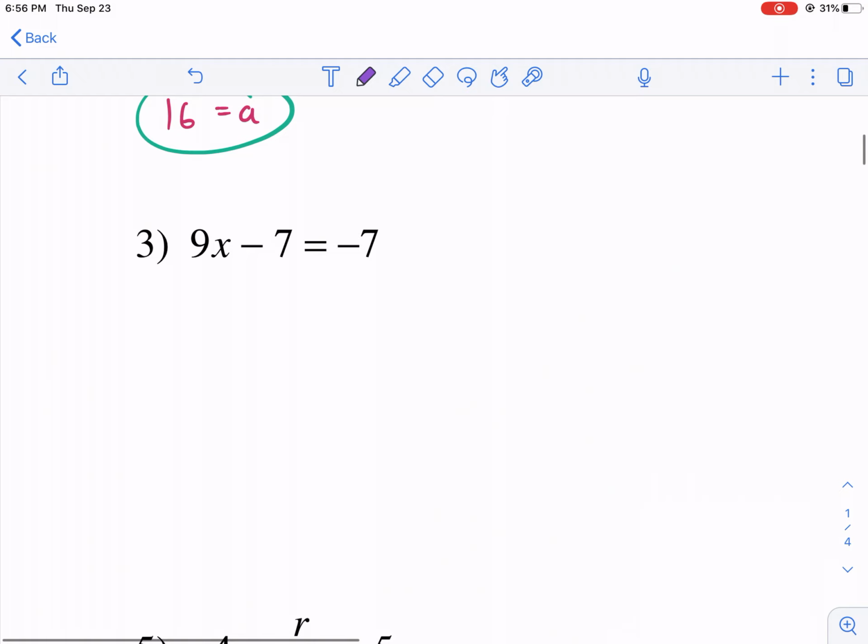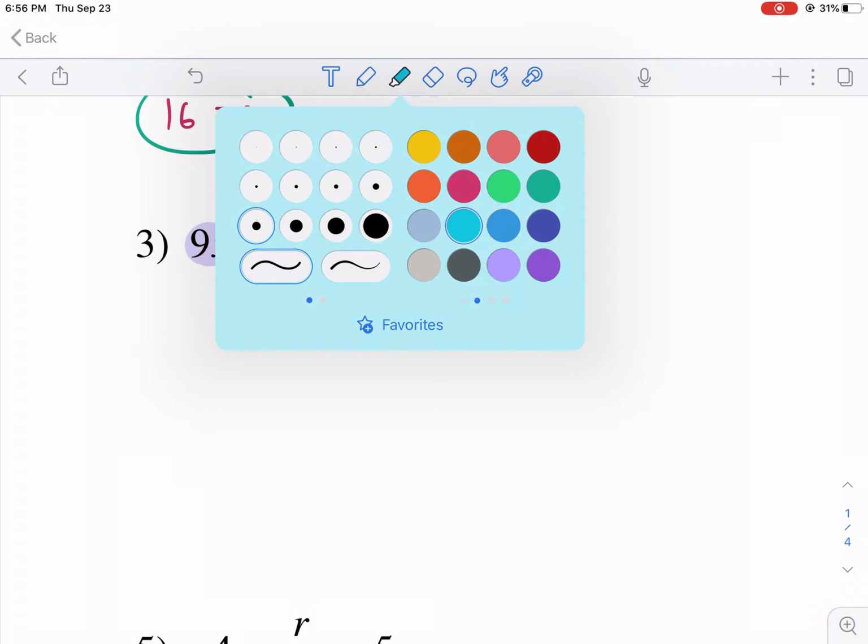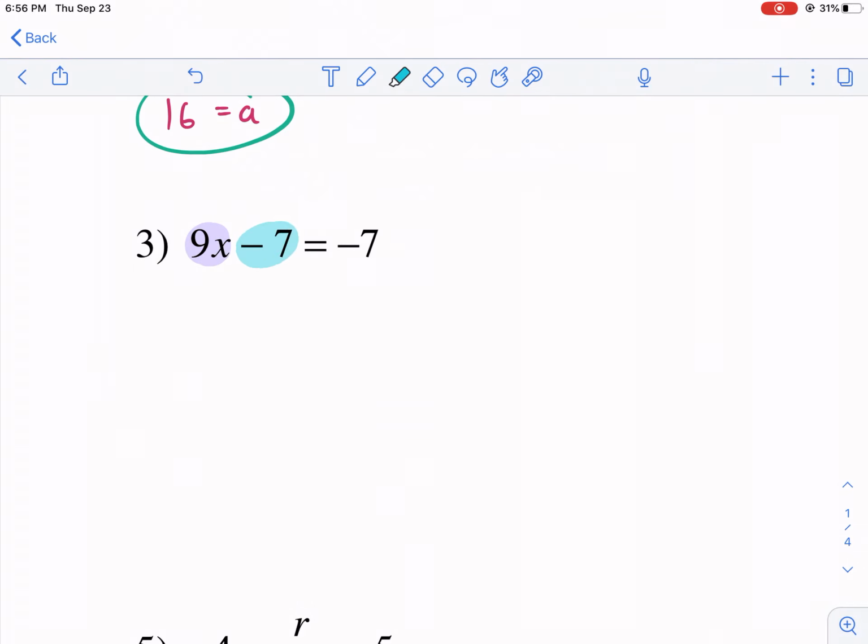Let's do one where we have to do the opposite for multiplication. Here we have 9x minus 7. What's happening to it? Well, we have it being multiplied by 9, and we have it being added to a negative 7 or subtracting 7. Two ways to think about it. Always start with the unattached terms. Okay, that's how I've heard one teacher describe it.